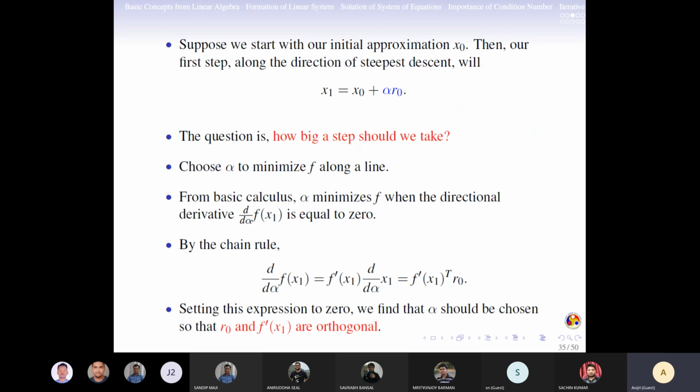If we take the derivative, we can use the chain rule. Using the chain rule, the derivative is given by f dash x1 transpose r naught. This f dash x1 is the gradient of f at the point x1, and this is the residual at the previous iteration. If we put this equal to 0, that means f dash x1 and r naught should be orthogonal. So alpha should be chosen so that r naught, the previous residual, and the current gradient are orthogonal. This is the main mechanism of the steepest descent.